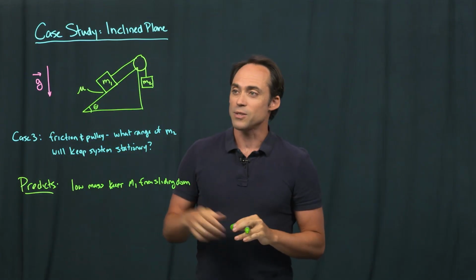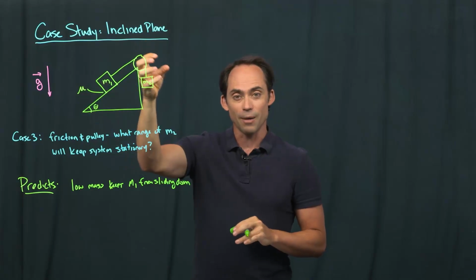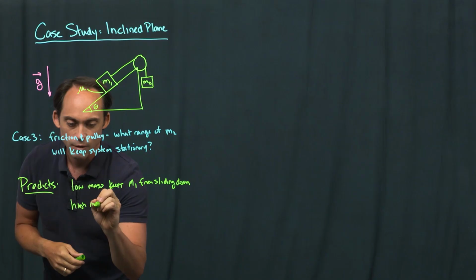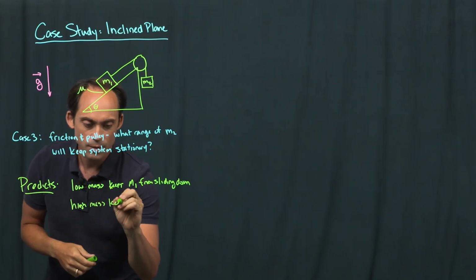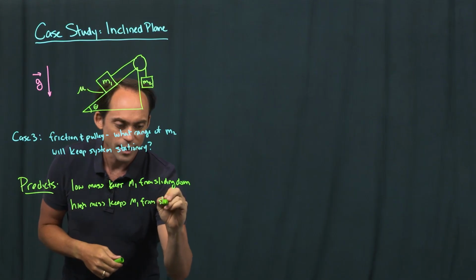The opposite case is if I have too heavy of a mass here, too large of a mass here, that will be enough to actually pull mass 1 up. And so the high mass range keeps M1 from sliding up.